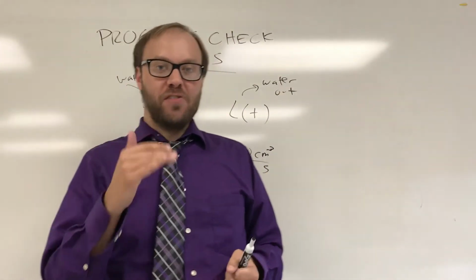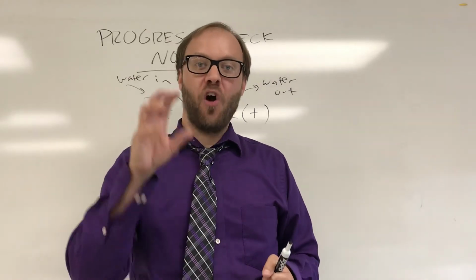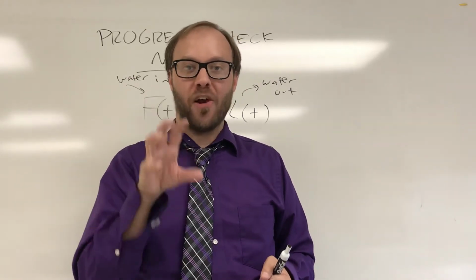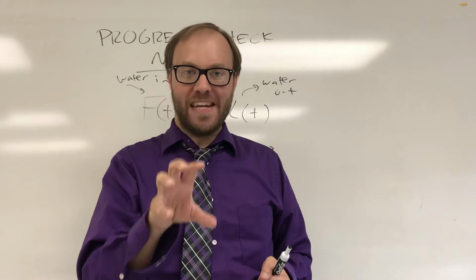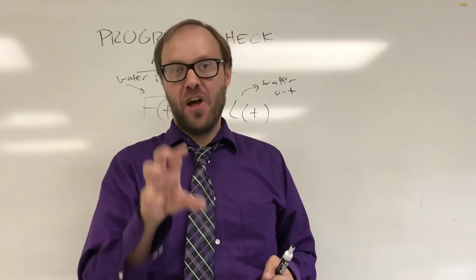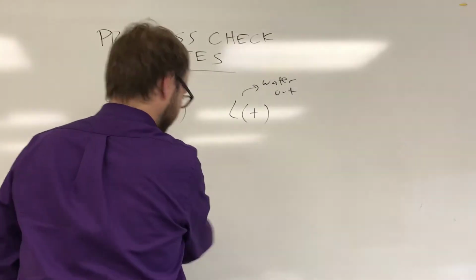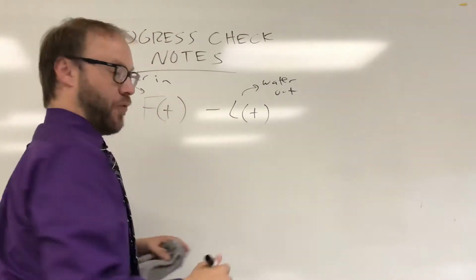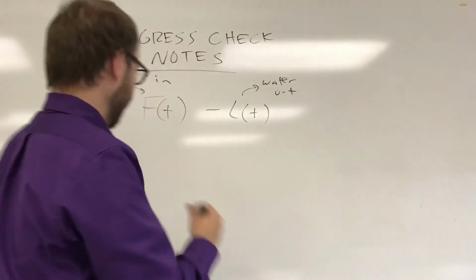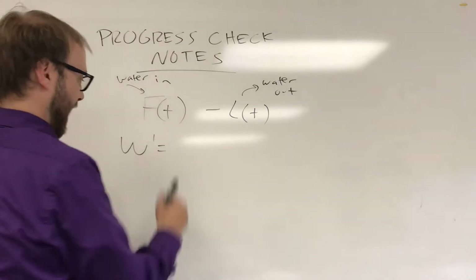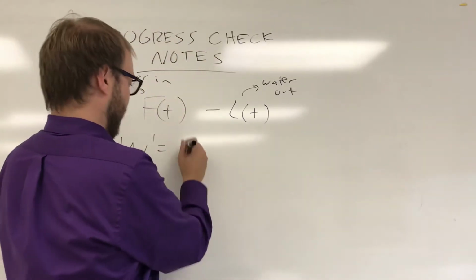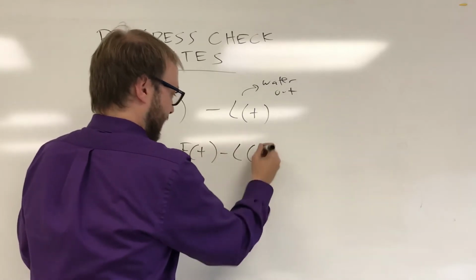So here's the point. That's the overall rate of change of water in the tank. A rate is a derivative. The rate of change of water in the tank is W prime. The derivative of your W function is f of t minus L of t.